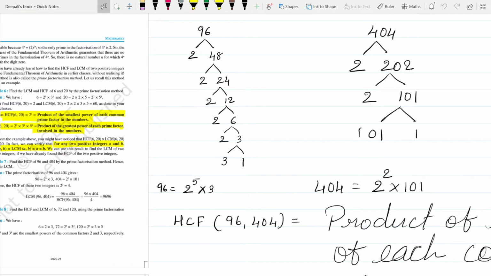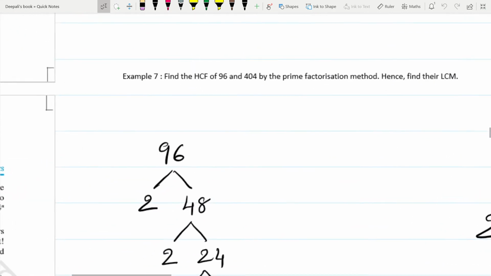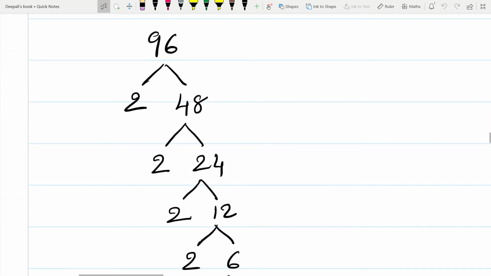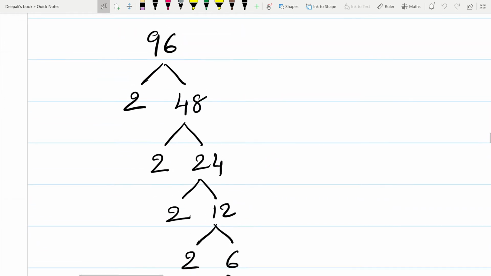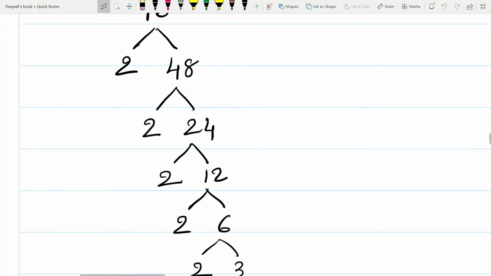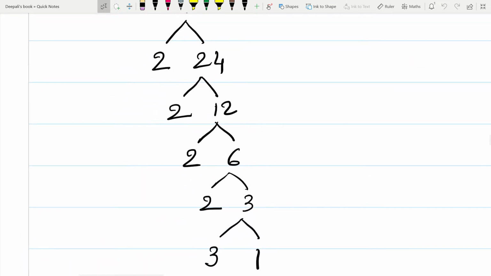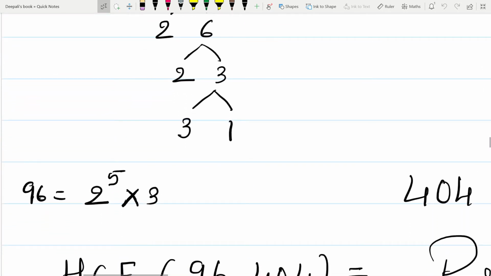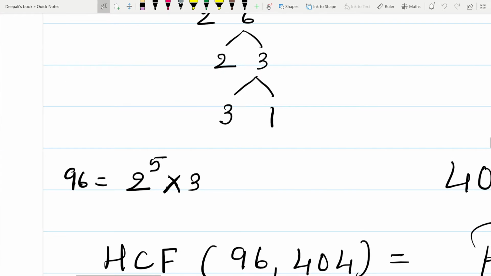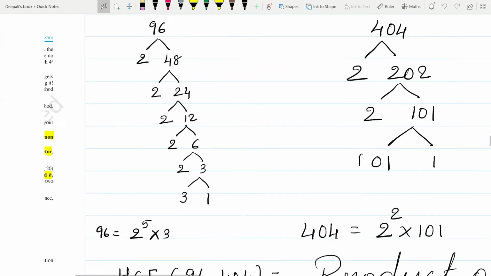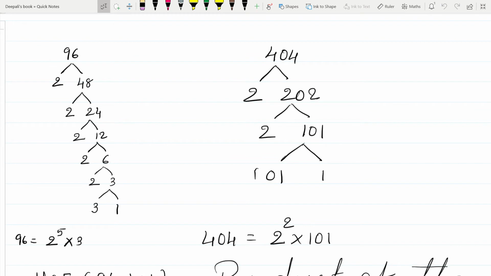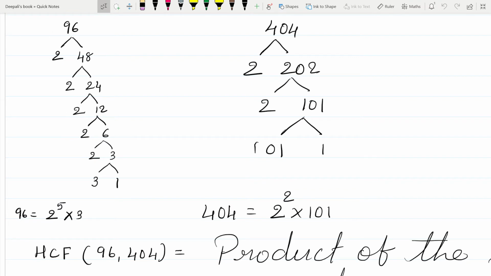Now let us first factorize 96 by the tree method or prime factorization method. When we factorize 96, we get 2 into 48, 2 into 24, 2 into 12, 2 into 6, 2 into 3 and 3 into 1. So the prime factors of 96 are 2 raised to 5 into 3. And the prime factors of 404 are 2 into 202, 2 into 101, 101 into 1. So 404 is equal to 2 raised to 2 into 101.